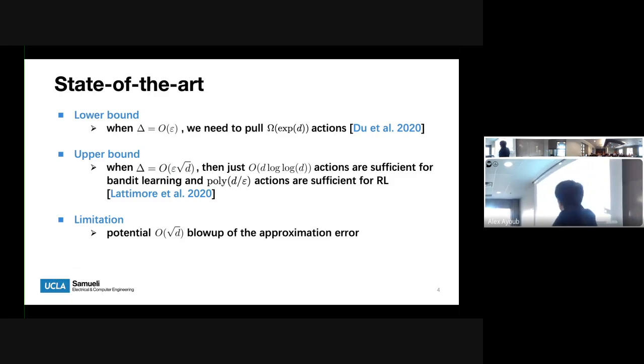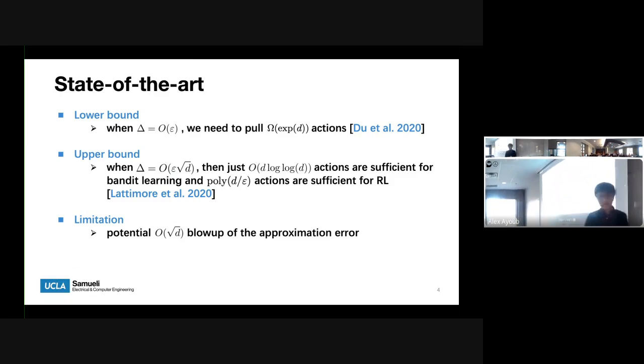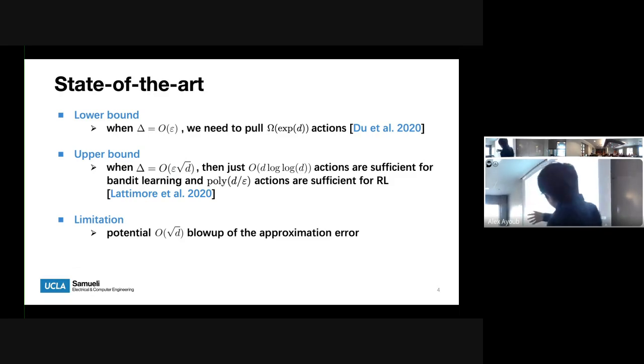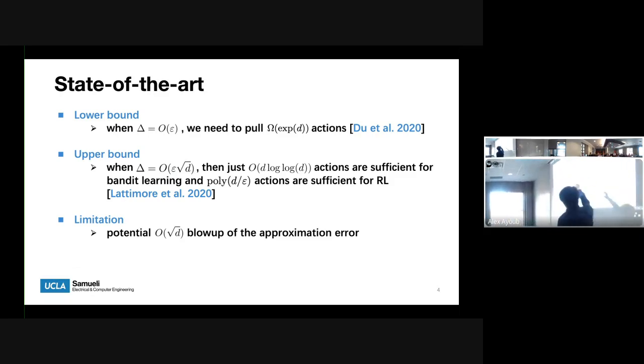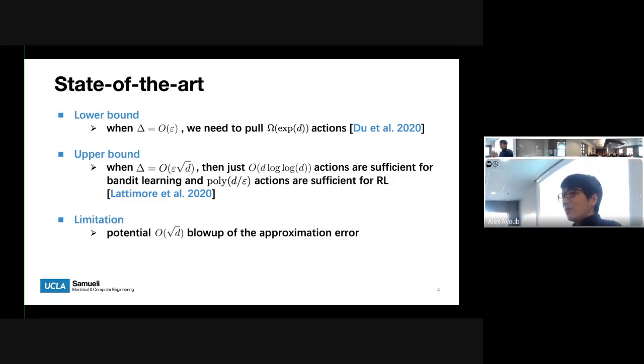Okay. So if you want an O(epsilon) action, then you need Omega(exponential in D) actions. And then later Trevor and Paul and Gally have a paper saying that if you relax this approximation a little bit, for instance, we don't want an epsilon-optimal action, we want a square root D times epsilon optimal action, then it's easy. You just pull polynomial in D, actually D log D many actions, and then you can solve for an action, and that action is square root D times epsilon optimal.